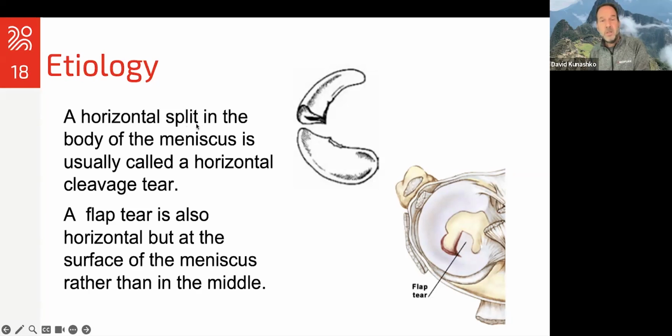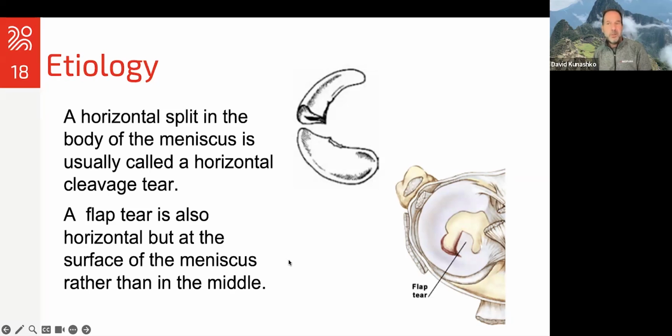So then you have a horizontal split in the body of the meniscus. This is usually called a horizontal cleavage tear. That's a big problem right there. And then you have a flap tear. Flap tears are also problematic because they can sort of go up into the joint line. And they can sort of block movement of the knee joint as well. That's where you again get the patient saying the knee locks, right?